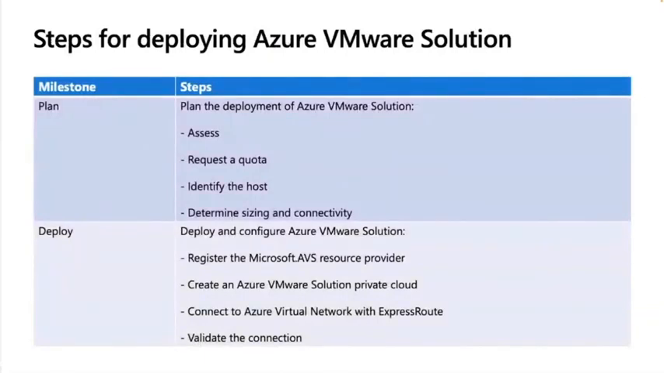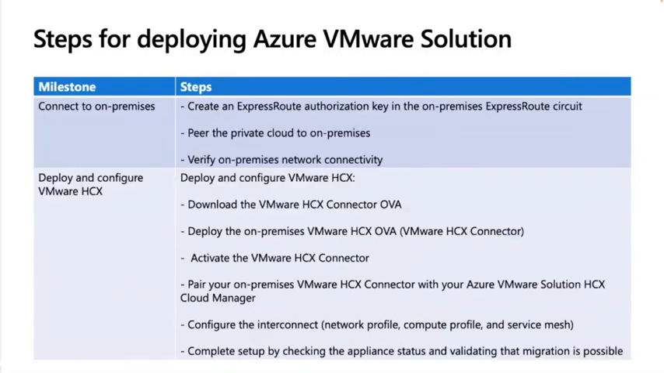And then I'll just briefly go over this because we have other modules that go in depth. But obviously, before deploying, you need to plan. You assess your environment with maybe Azure Migrate or vRealize Operations Manager. You have to request quota, put in a ticket in Azure, and then we'll go through the steps for registering the resource provider, deploying AVS, making sure your ExpressRoutes are connected so you can use HCX and so forth.